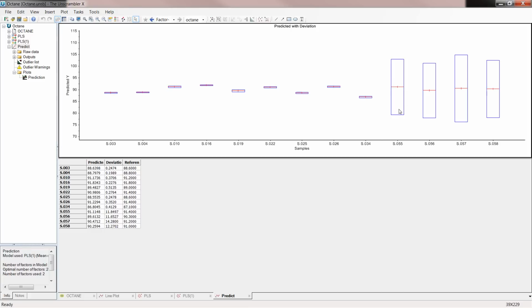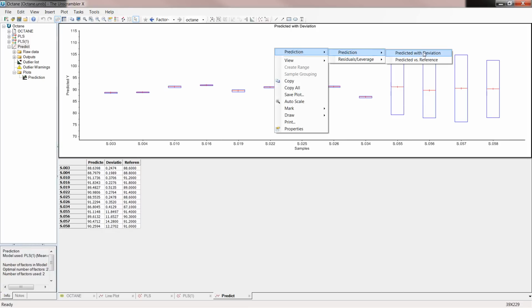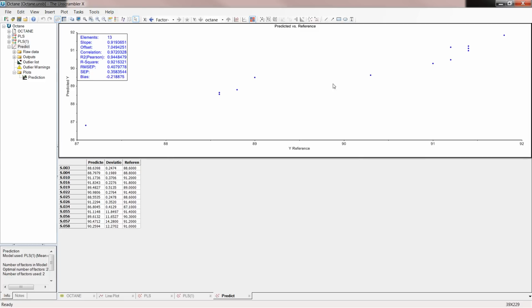And if there's a large deviation here, that means that there is a big difference in those. But it still looks like they predict fairly well. We can also look at your predicted versus reference. And this is where you can get your R squared and your RMSEP.